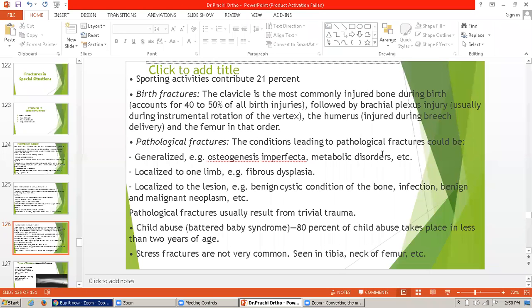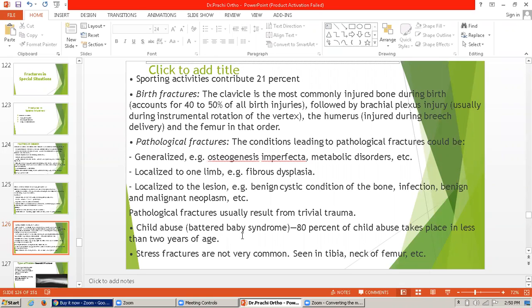These conditions leading to pathological fractures could be generalized, for example, osteogenesis imperfecta and metabolic disorder, etc. So localized to one limb, that is fibrous dysplasia, localized to the lesion, for example, a benign cystic condition of the bone, infection, benign and malignant neoplasm, etc. Then, pathological fractures usually result from previous trauma.